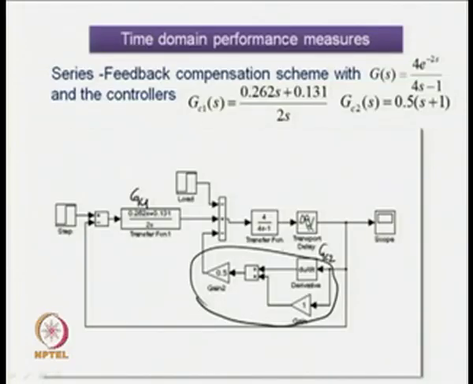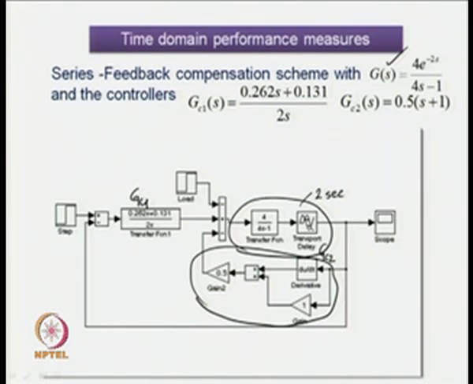Let us assume that the process has the transfer function given as 4 e to the power minus 2s upon 4s minus 1. The transfer function shows that there is one right half plane pole. Thus, the process is open loop unstable. Also, we have transportation delay in the process. Thus, the process has a time delay of 2 seconds.